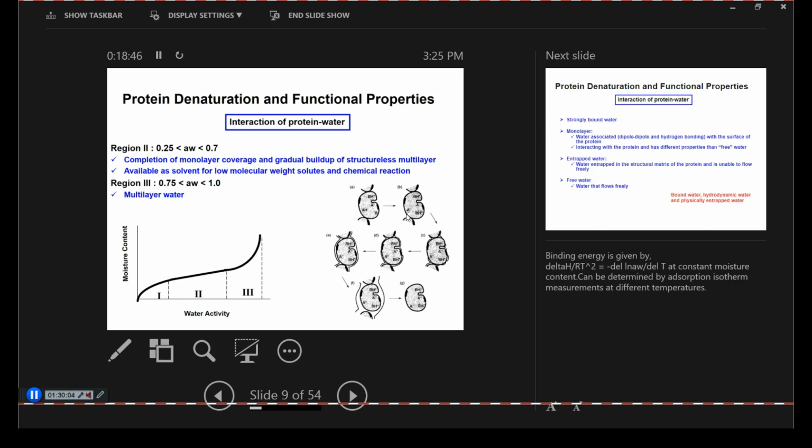The last one is where you have really high water activity, above 0.75. So here you have a lot of free water, not necessarily physically bound to your protein. And it is available for chemical reactions completely, and it's available for microbial growth.